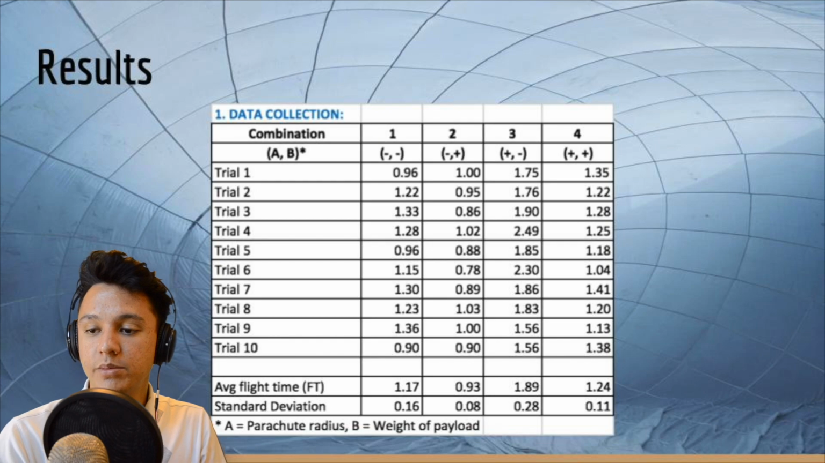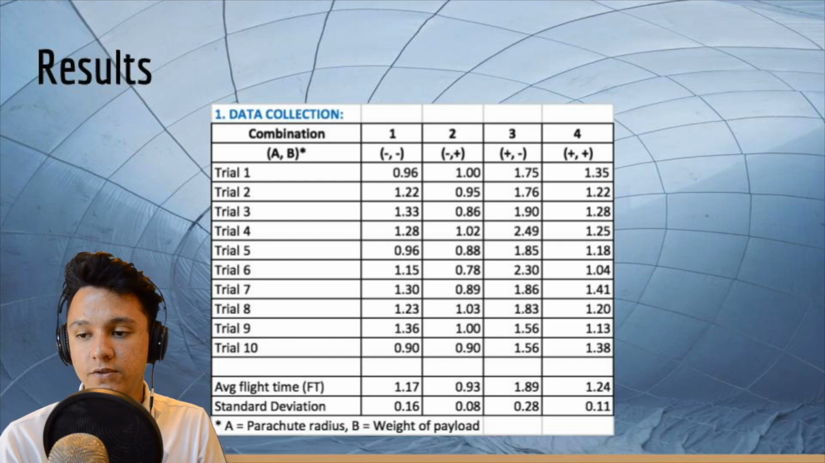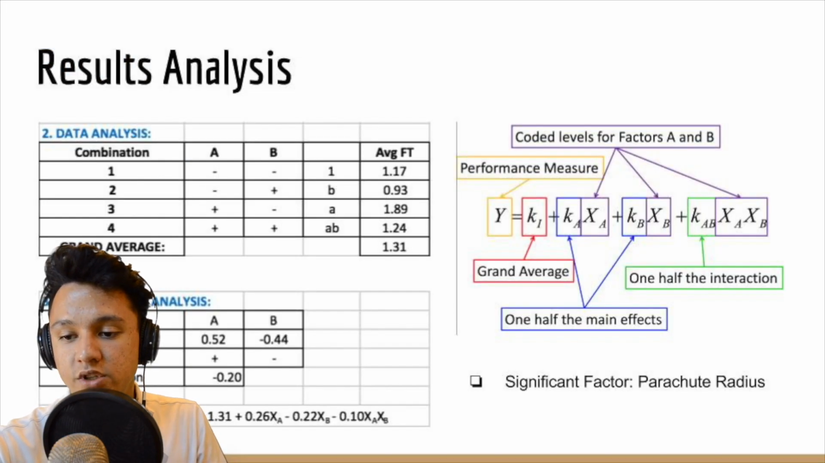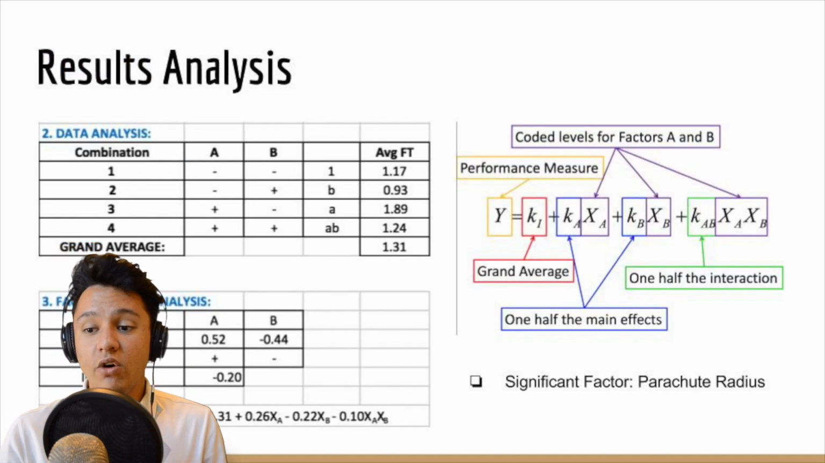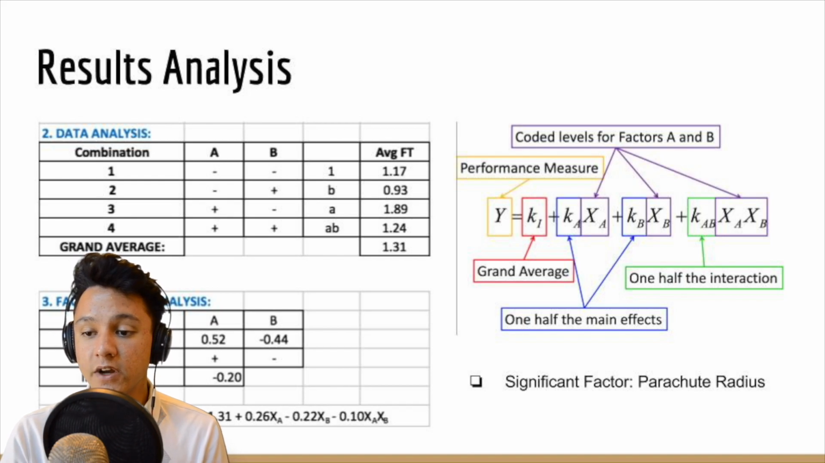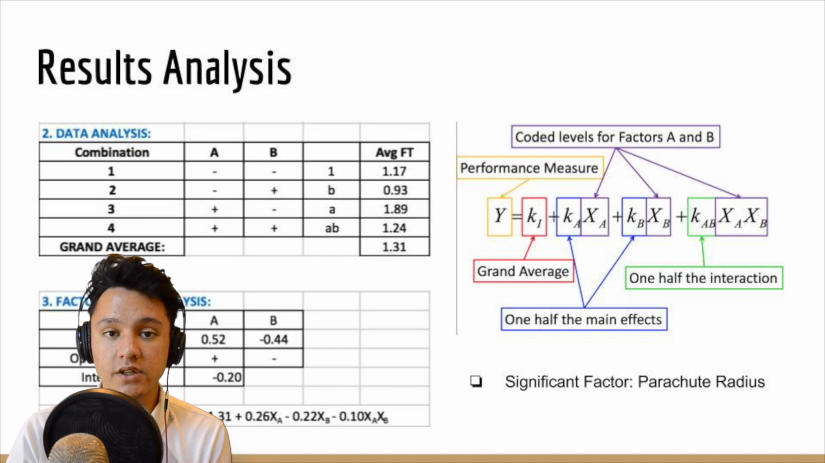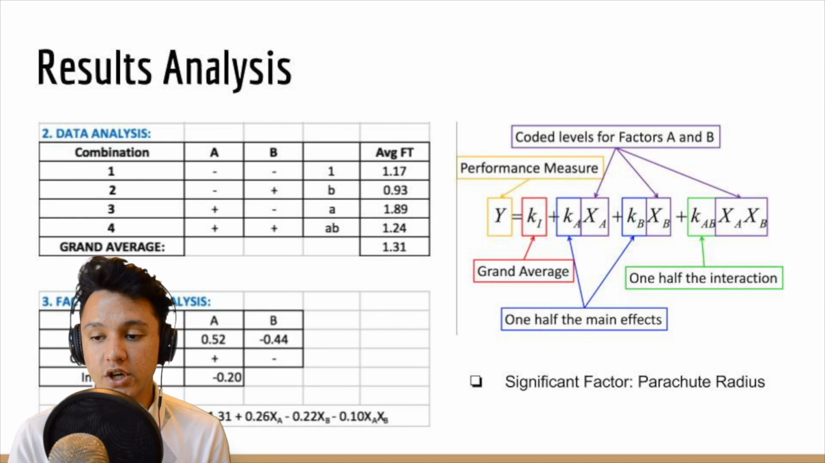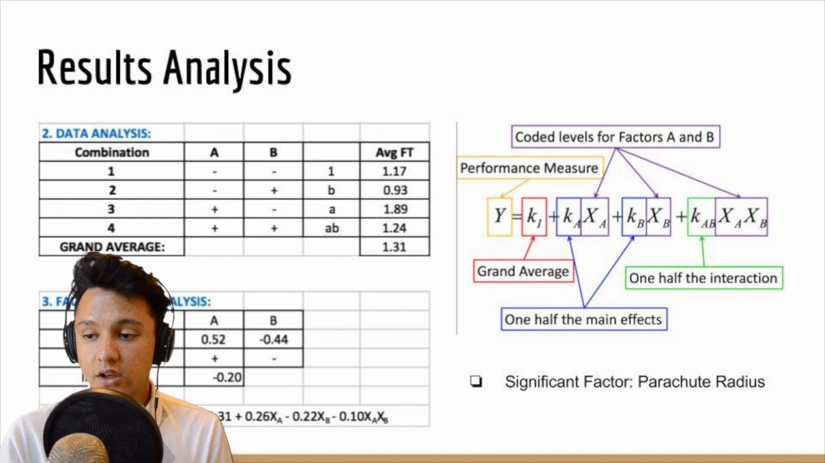So in the results, we ran 10 trials for each of the 4 parachutes, and then we averaged the flight times, found the standard deviation in Excel, and then we took the averages of those averages, and then we have the equation. So it was basically plug and chug right there, and finding the main effect and the interaction was easy since we had an equation. We just plug the equation in Excel.